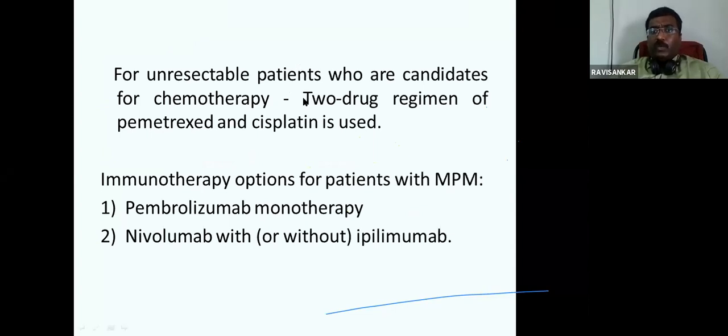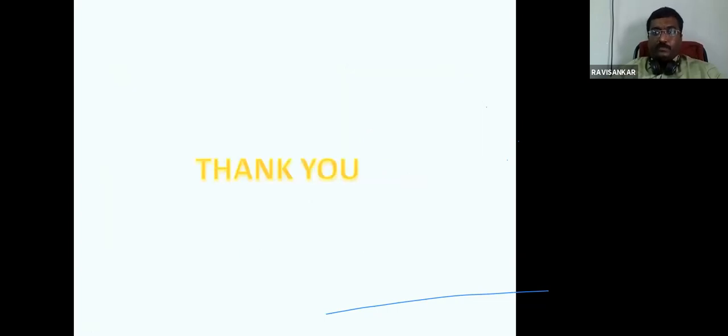For unresectable patients, you have chemotherapy with cisplatin and pemetrexed. There are also immunotherapy options available, pembrolizumab and nivolumab. It's for completion's sake. Remember, mesothelioma needs extensive surgical resection, and they are classified based on the extent of the surgical procedure. Thank you. Any doubts in that?